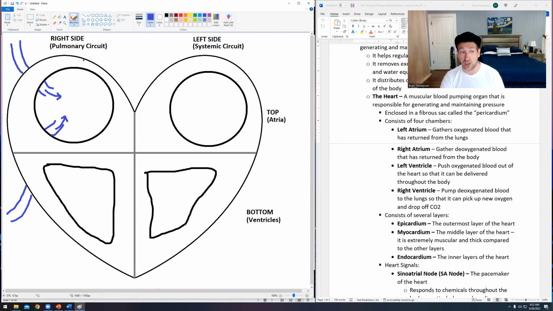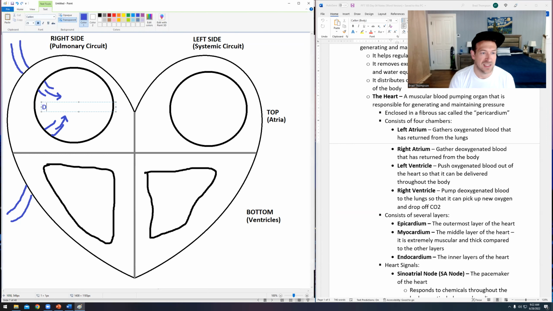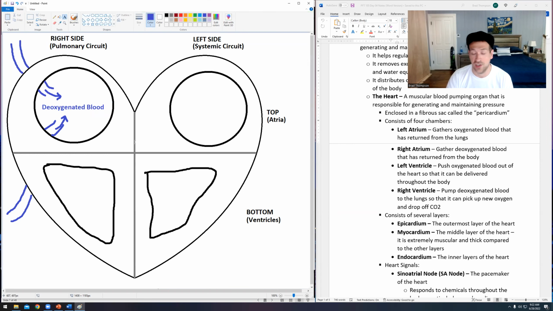Now, we drew this in blue because this is deoxygenated blood. This is blood that's really rich in CO2, right? This is all the blood that's already dropped off all of its oxygen. So that's your CO2 there. We'll go ahead and label that. We'll say this is deoxygenated blood. Okay, so low oxygen blood.